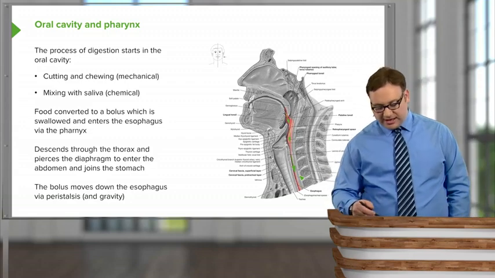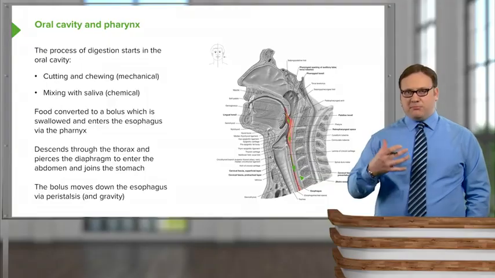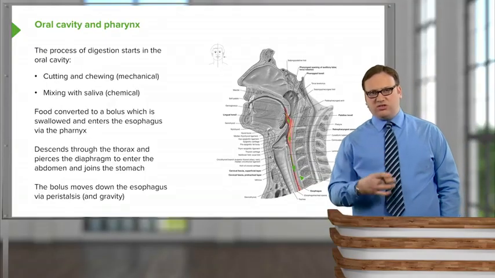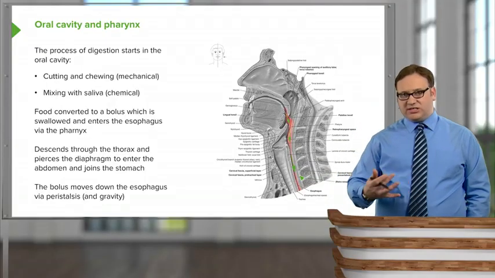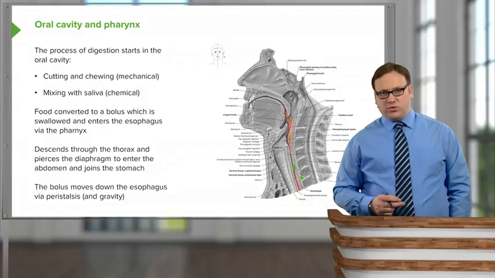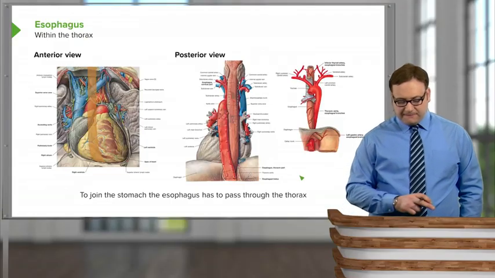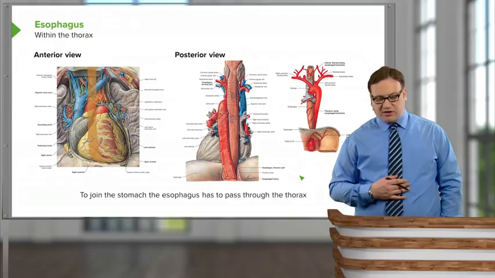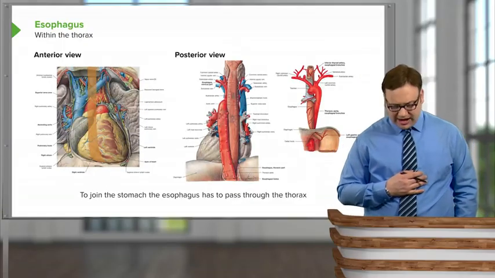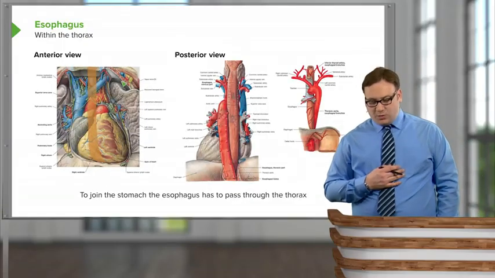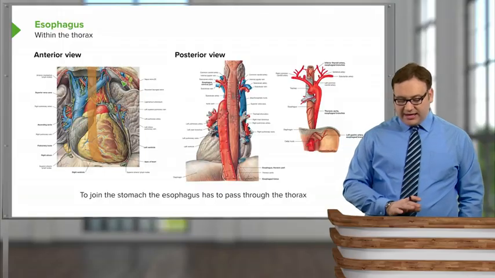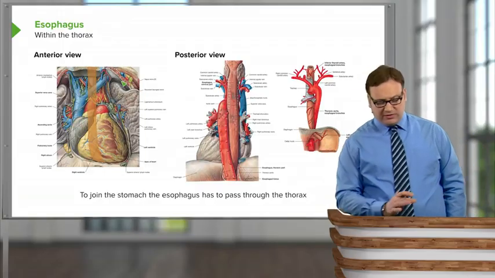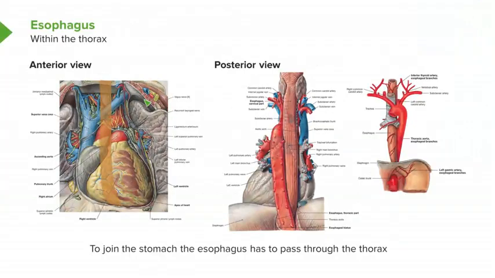And for food to pass down through the esophagus, the muscular walls of the esophagus contract, and peristalsis carries that food inferiorly. So here we've got another view of the esophagus, its position within the thorax, and we can see anteriorly that it's impossible to see the esophagus with the stomach in position. And here I've highlighted in this anterior view the position of where the esophagus would be.